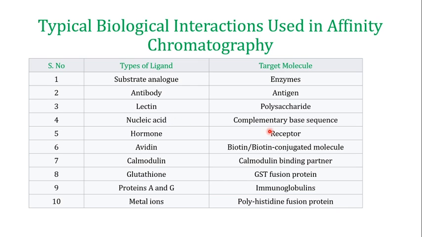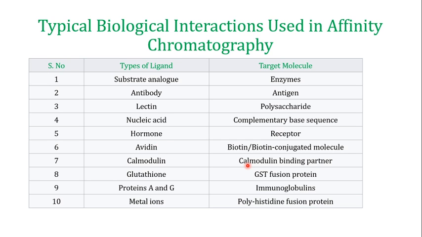If you are interested in the isolation of a receptor from a mixture of receptors, you can utilize a hormone, for example, specific for that particular receptor to isolate or purify that receptor from the mixture. If you are interested in the isolation of a biotin conjugated molecule, or just the isolation of biotin from a mixture, you can utilize avidin as a ligand.